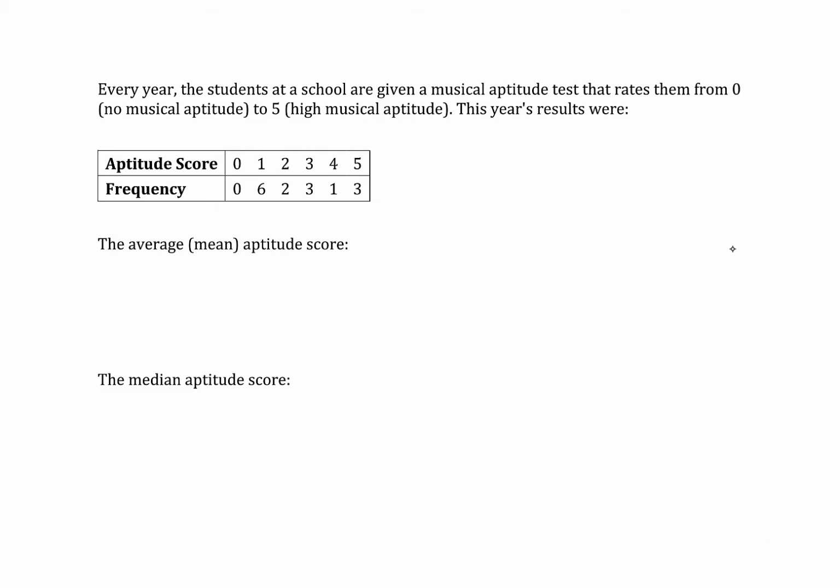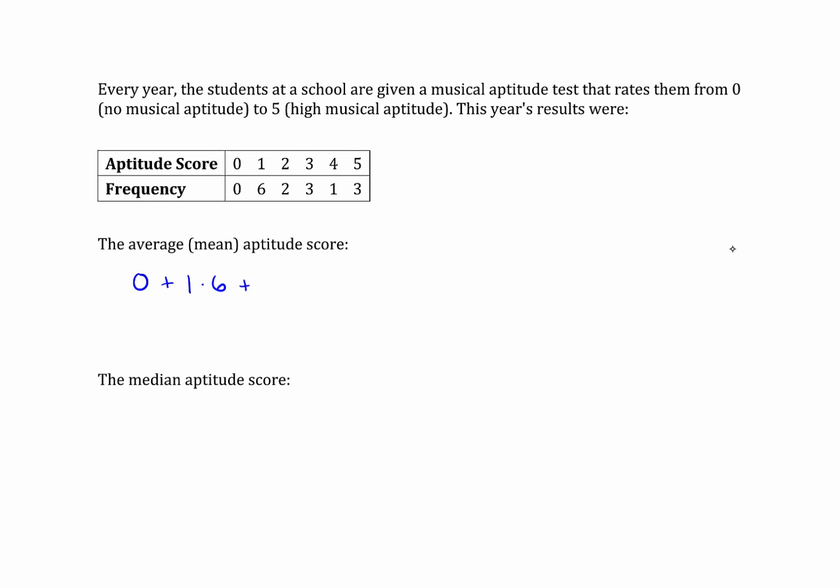Well, it looks like there were no students who had an aptitude of 0. There were 6 students who had an aptitude of 1. So the aptitude score is 1. We'd have to add that together 6 times because there's 6 students. That's what the frequency means. Another way of looking at it is I could take the value 1 times the frequency that it occurs.